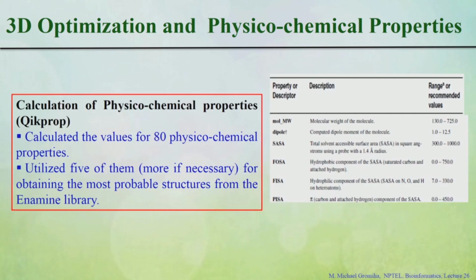Once the ligands are prepared, then we can use them for calculating the physicochemical properties. For example, in this program QuickProp, they calculate more than 80 physicochemical properties. For example, molecular weight, dipole moment of the molecule, accessible surface area, and the hydrophobic component of this area, hydrophilic component and pi component, and so on. So, they can calculate more than 80 properties, and among the different properties we can select the best properties which are important for binding, right.